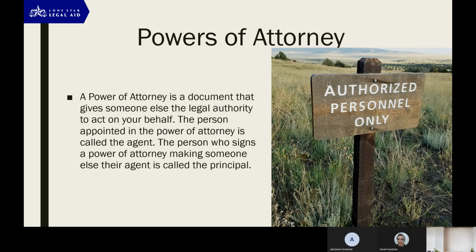Okay, so now that we talked a lot about wills, we want to move forward with powers of attorney. A power of attorney is a legal document that gives someone the legal authority to act on your behalf. So they're stepping in your shoes. The person appointed in the power of attorney is called an agent. And the person who signs a power of attorney making someone else their agent is the principal. So if you are executing a power of attorney, you would be the principal.